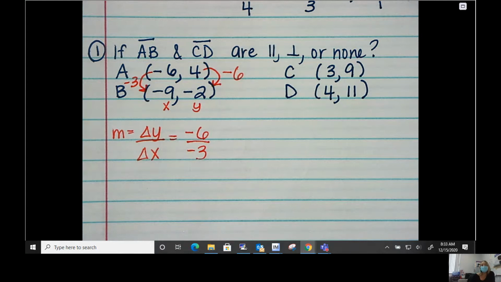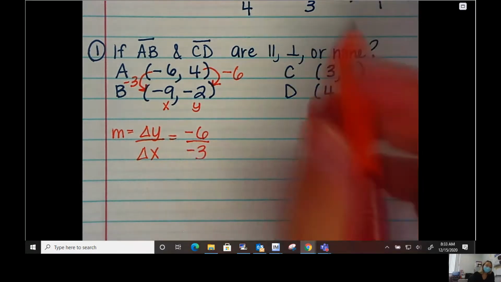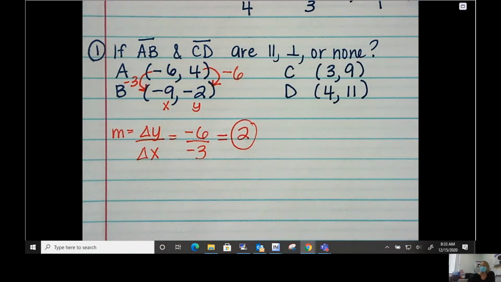Can you reduce that to make that smaller? Can you do -6 divided by -3? What is -6 divided by -3? Negative what? This means I have 6 cookies, 3 people. How many cookies does each person get? 2 cookies each. What's a negative divided by a negative? Positive. So my slope for this is just 2. There's my slope.